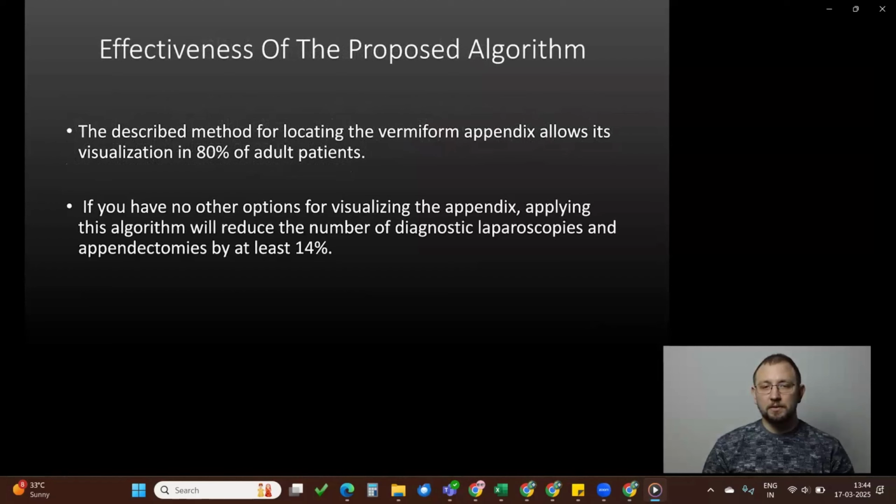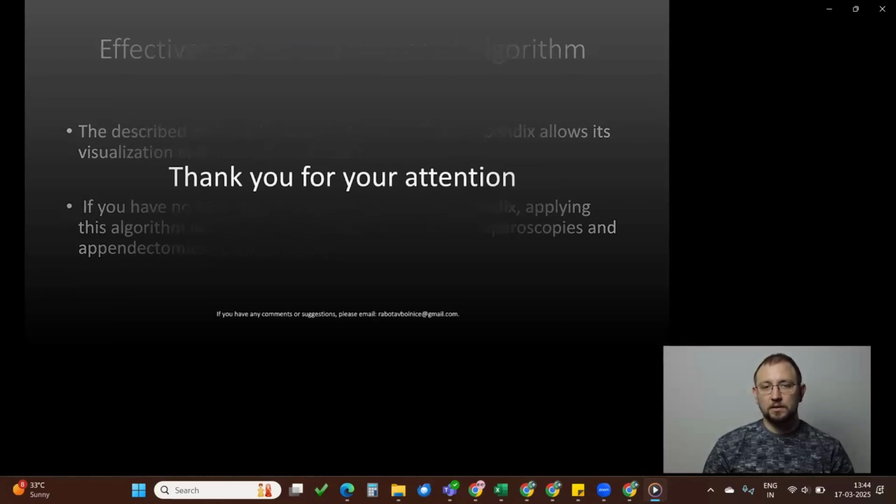The described methods for locating the vermiform appendix allow its visualization in 80% of adult patients. If you have no other options for visualizing the appendix, applying this algorithm will reduce the number of diagnostic laparoscopies and appendectomies by at least 14%. Thank you for the attention.